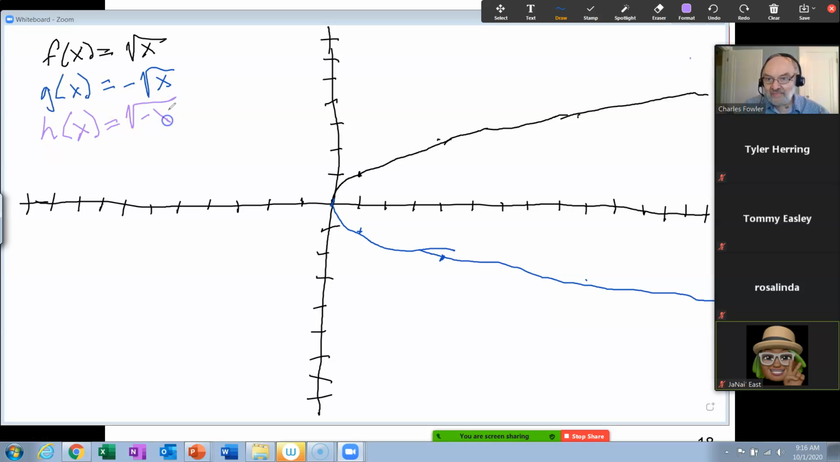Now remember, this negated our domain, so the domain is now x less than or equal to 0. Same value for y, but with the opposite x. So the opposite of x equals 0 is x equals 0. That's right there, same place.